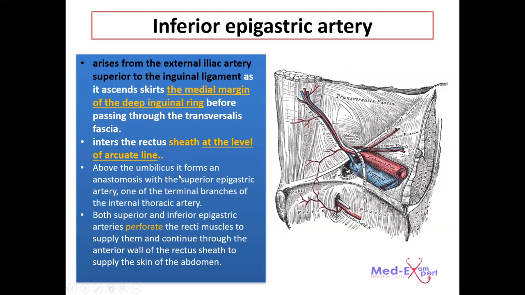Above the umbilicus, it forms an anastomosis with the superior epigastric artery, one of the terminal branches of the internal thoracic artery. Both the superior and inferior epigastric arteries perforate the recti muscles to supply them and continue through the anterior wall of the rectus sheath to supply the skin of the abdomen. So this is a very, very important artery. It's important to know where it originates from, because it is a very important point for single best answers. It originates from the external iliac artery.